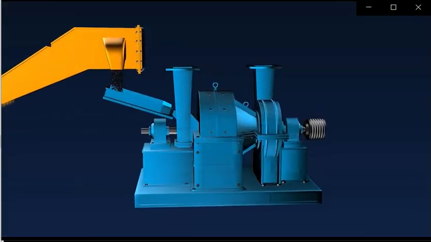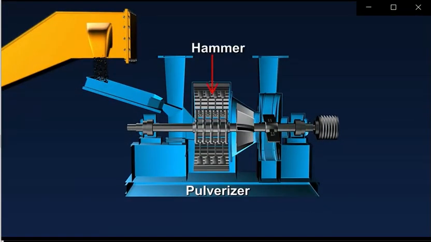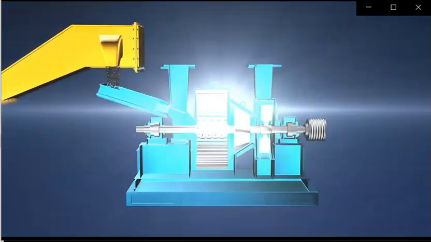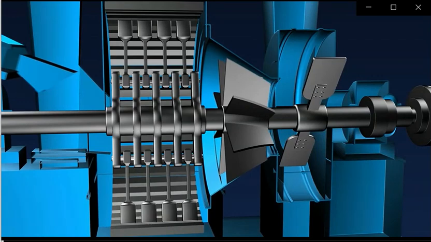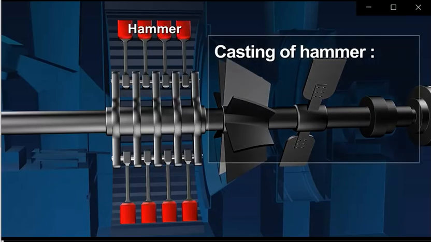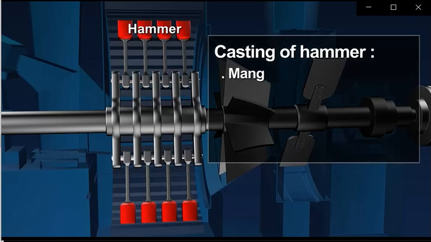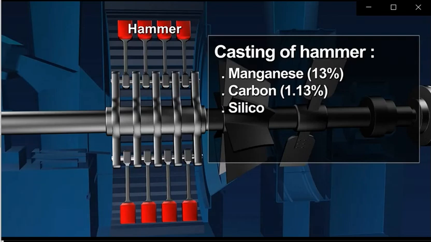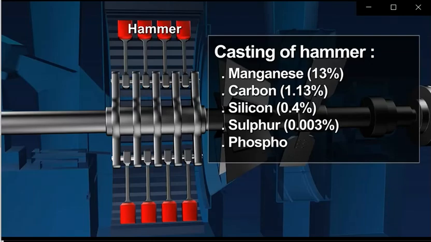The critical components of a pulverizer are a hammer, a mild steel liner, a classifier, and an inbuilt blower. For better and long-lasting quality of the pulverizer, the metallurgy of the hammer should be improved to increase its resistance to wear and tear. The suggested additions to be made while casting the hammer consist of manganese 13%, carbon 1.13%, silicon 0.4%, sulfur 0.003%, and phosphorus less than 0.2%.